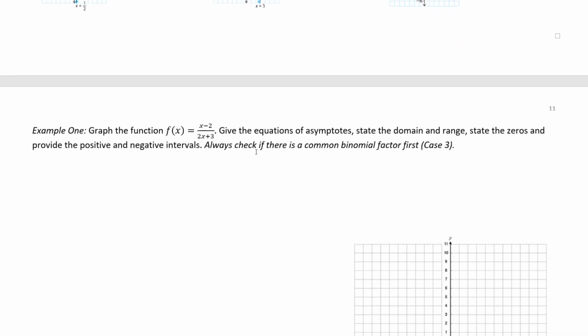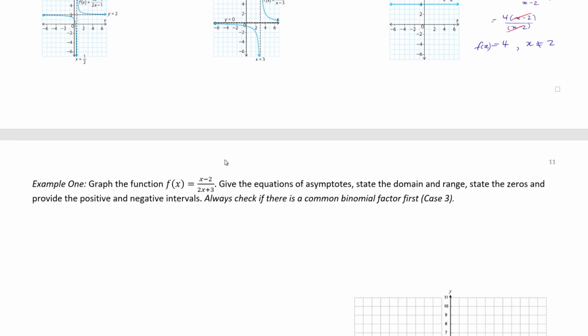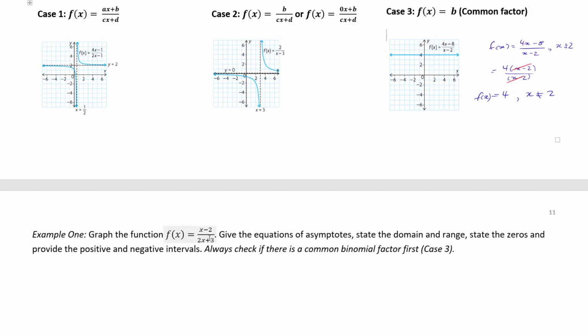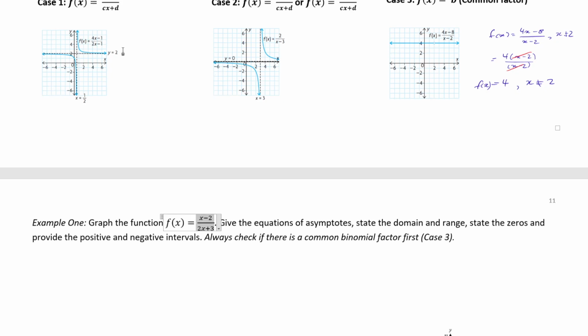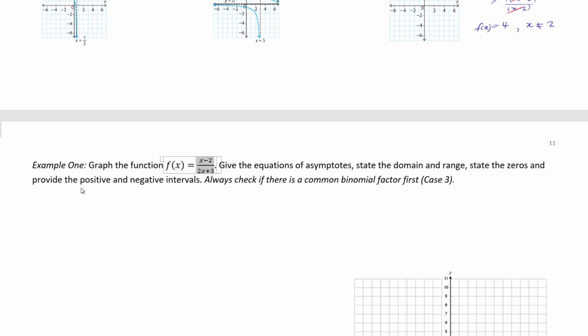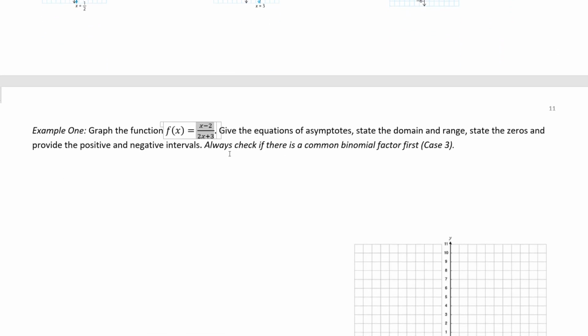Well, if we take a look at this function, there is no common binomial factor there. Like we have x minus 2 in the numerator, but there is no way that the denominator has x minus 2. So we do not have case 3. If we look at this, to me, this looks the most like case 1, where I have ax plus b over cx plus d. So if you want, you can even say, all right, well, I know what a, b, c, and d are, so you can just put them up here.